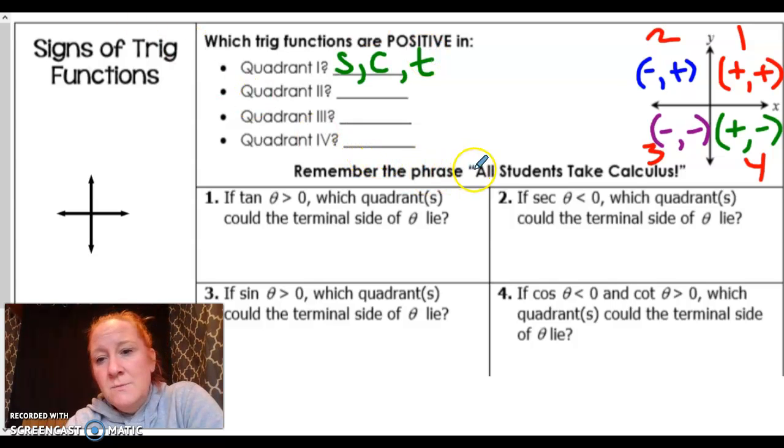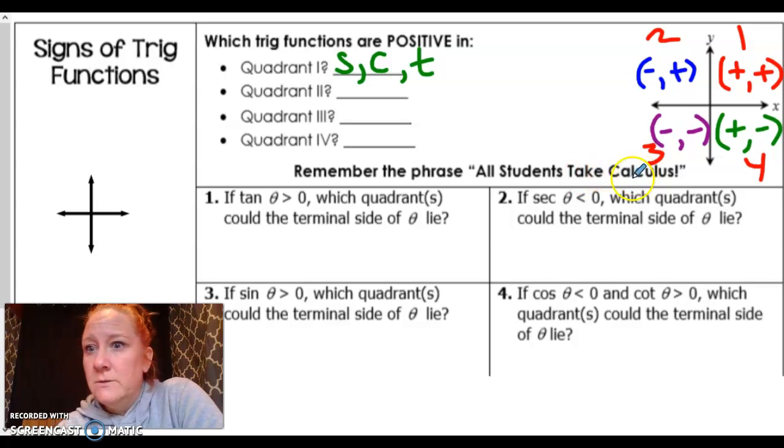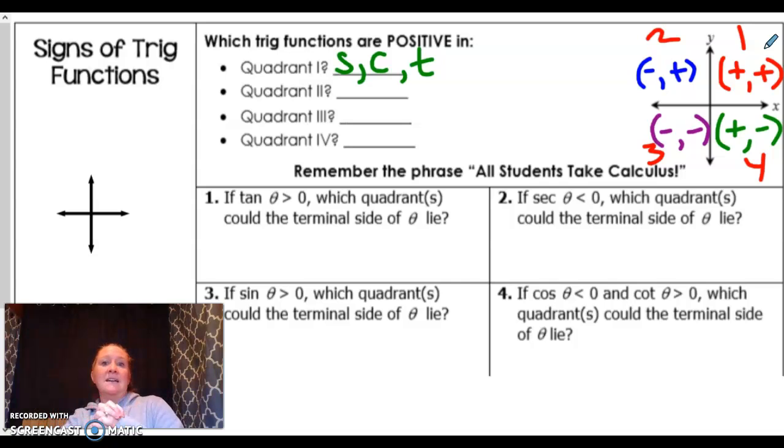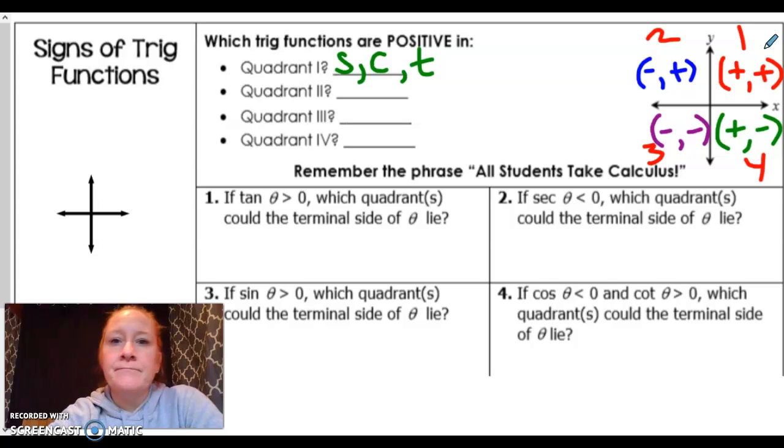Okay, so remember the phrase, all students take calculus. You might think, no they don't, but here's how that's helpful. Over here in quadrant 1, all of the functions are positive. Now, if sine and cosine are positive, then secant and cosecant are as well, right? Whatever the sign is for sine, cosecant will have the same sign. Same with the others. So if those three are positive, then all the rest are as well.